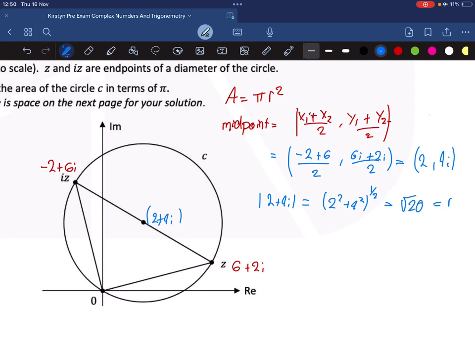So now we have the area is equal to pi times the radius squared, which is just 20 pi. And that's your answer.